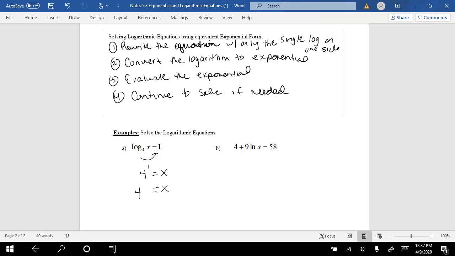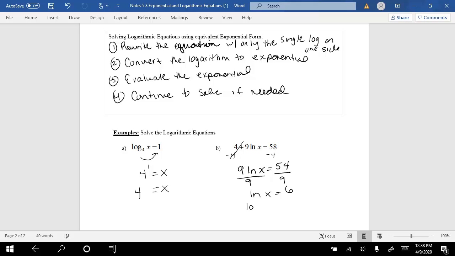Look at part B. I want to get a single log, so I have to move everything that's not part of the log to the other side. So that means that the 4 has to go to the other side. Since it's positive, I'm going to subtract it. So I'm going to subtract 4 from both sides. So 9 times the natural log of x is equal to 54. Since this is 9 times the natural log of x, I can divide both sides by 9, trying to get the natural log by itself. So the natural log of x is equal to 6.